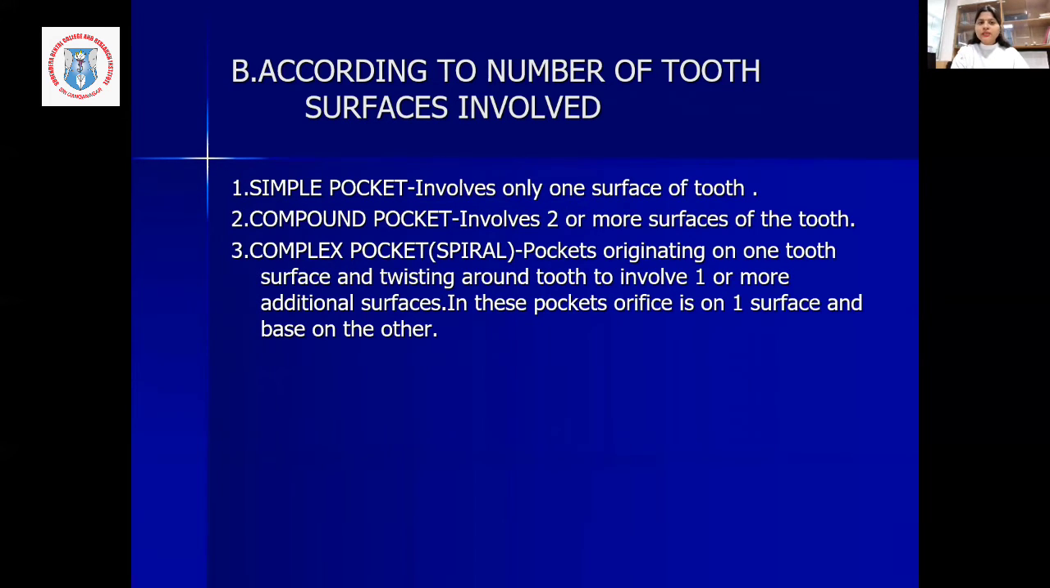So this is called the spiral pocket or the complex pocket. It is a pocket originating from one tooth surface, twisting around the tooth to involve one or more additional surfaces, and in this the orifice is on one surface and the base on the other.